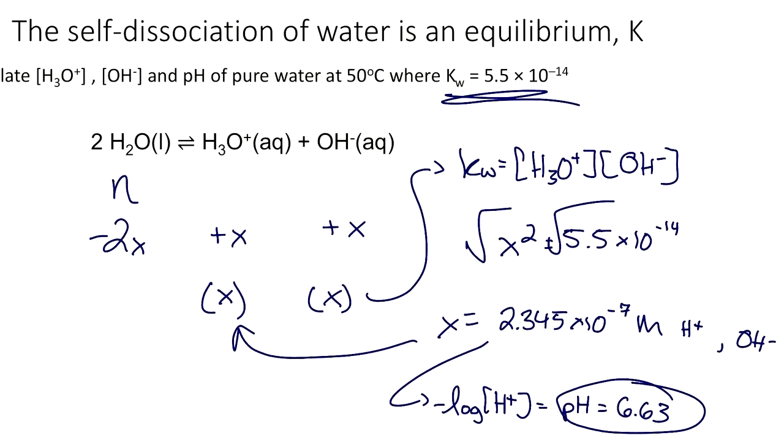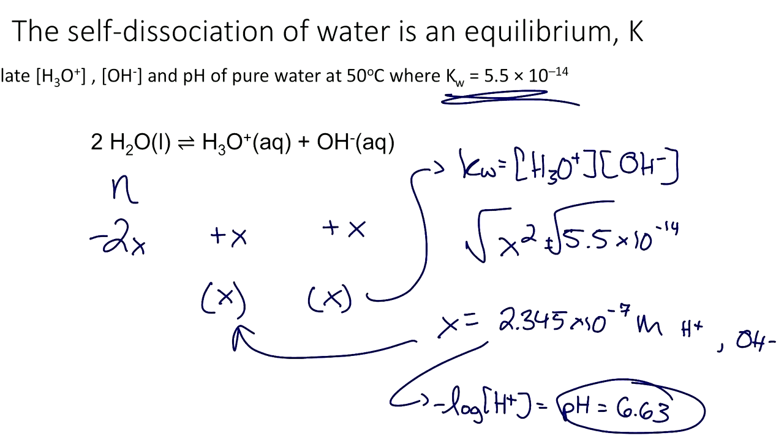So based upon this answer, is water at 50 degrees acidic? Is this solution acidic? It is not acidic, but it's less than 7. But what is the definition of acidic versus basic? Acidic means that the H plus concentration is more than the hydroxide concentration. But what's true about the concentration of those two things? They are actually equal to one another.